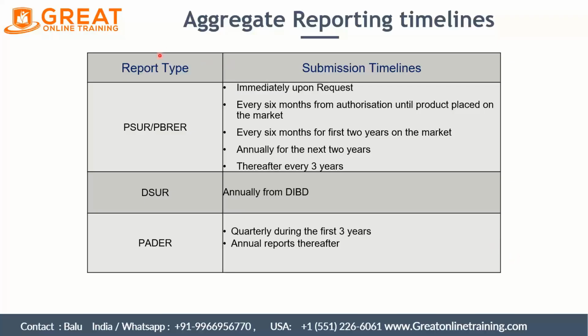And coming to the aggregate reporting timeline. So we have different types of aggregate reports, like DSUR, PADER, PSUR. So the PSUR or PBRER has to be submitted immediately upon request. So whenever the company is requesting an approval or marketing in that particular country, then they have to submit this PSUR report first. And every 6 months from authorization until the product is placed on the market, and every 6 months for the first 2 years on the market, and annually for the next 2 years, and thereafter every 3 years, these PSUR reports have to be submitted to the regulatory authorities.